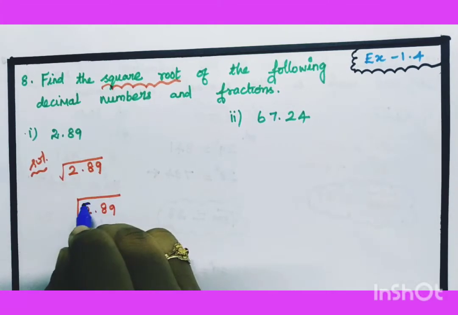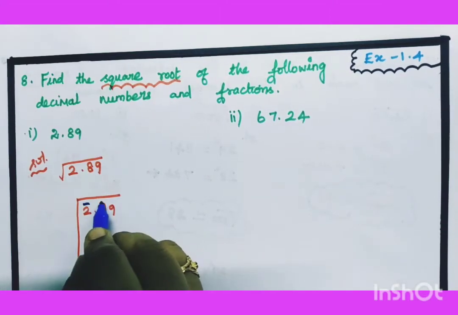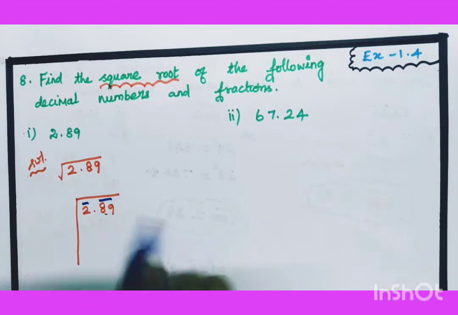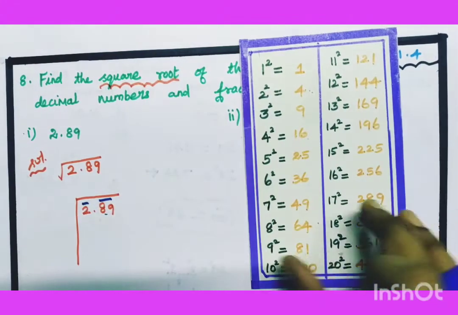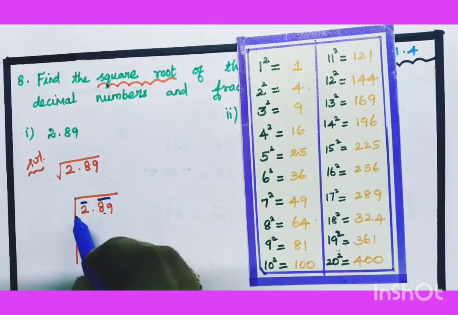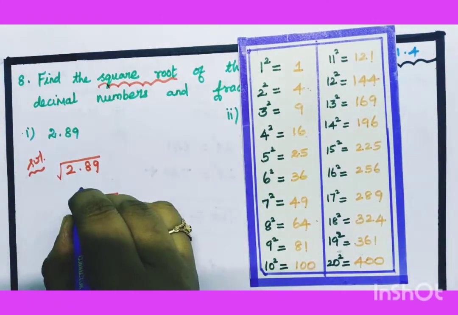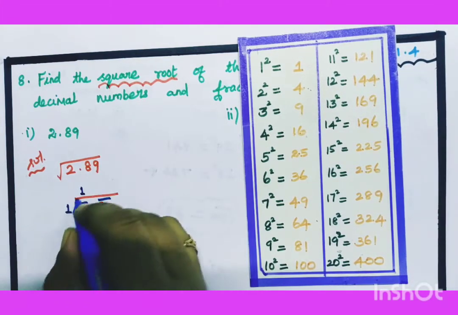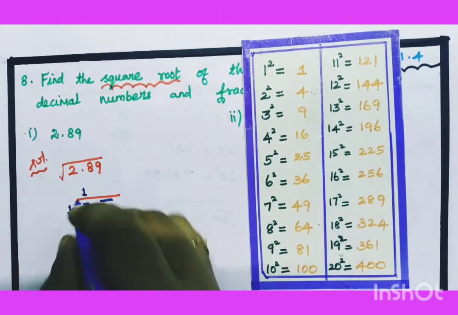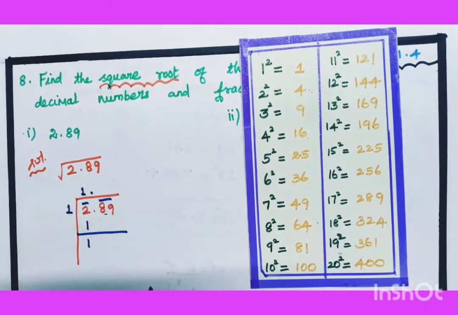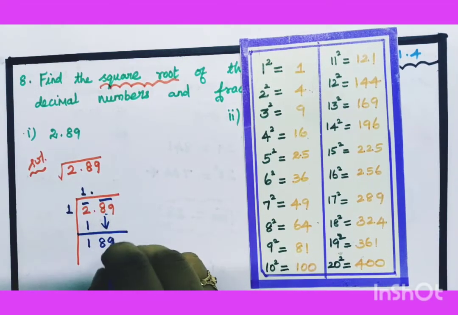So the integral part comes separate. For the decimal part, start from the point: 89 is one pair. Here the single digit is no problem. Next we know very well the square numbers. 2 is not a perfect square number, so take the one before, 1. 1 into 1 is 1. Remaining is 1. Here the point is there, so make the point on the top. Next write down the pair 8, 9.